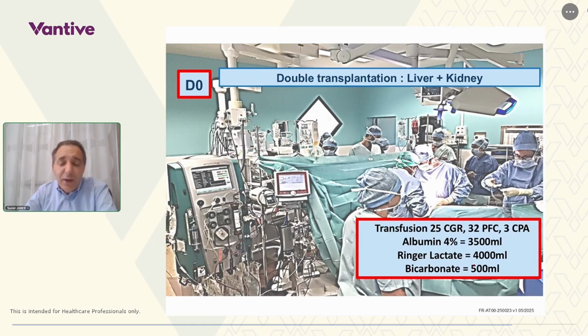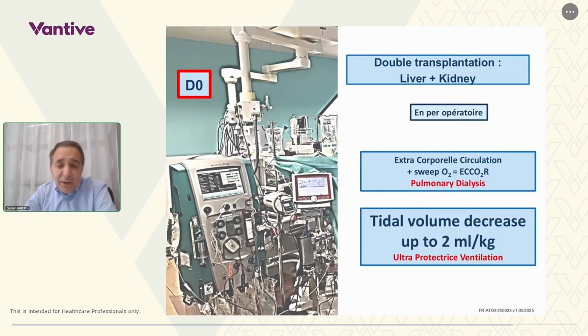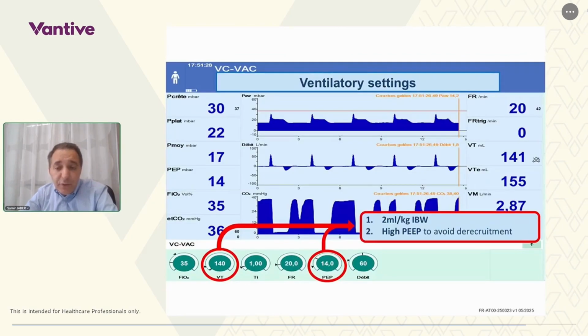Really high fluid loading. And then I show you that in this case, we used renal replacement therapy during the surgery, but we also used the extracorporeal support, both for the surgery to make the shunt for the vena cava, and then we also used this for protective lung ventilation. And we ventilated the patient during all the surgery with 2 ml per kilogram, with real ultra-protective ventilation. And then this is a screen of the ventilator, as you see, and we maintained this during 1 week after the surgery.